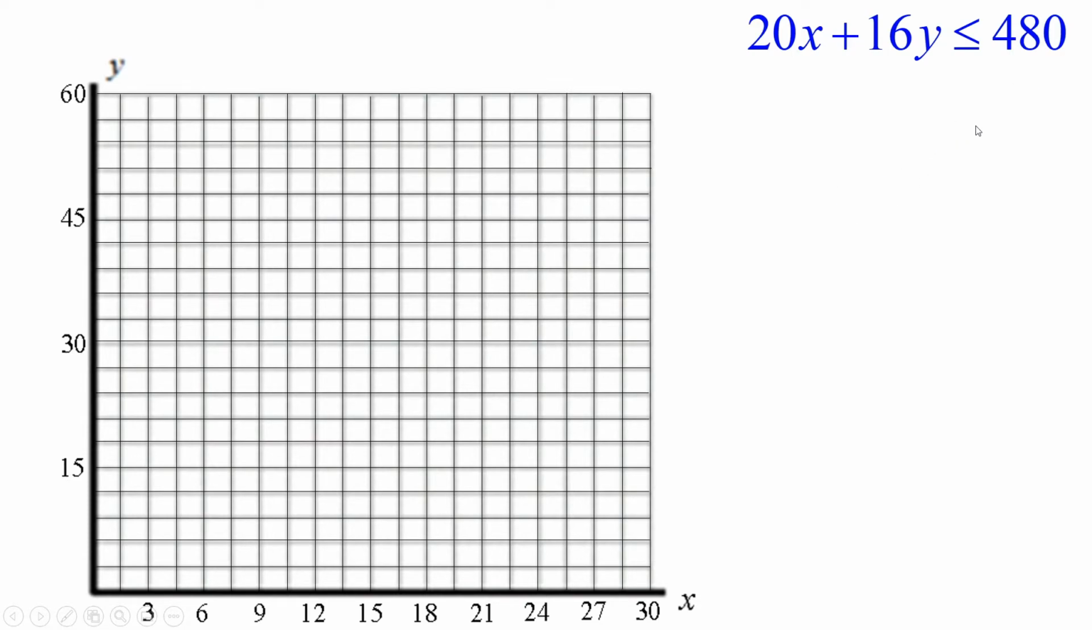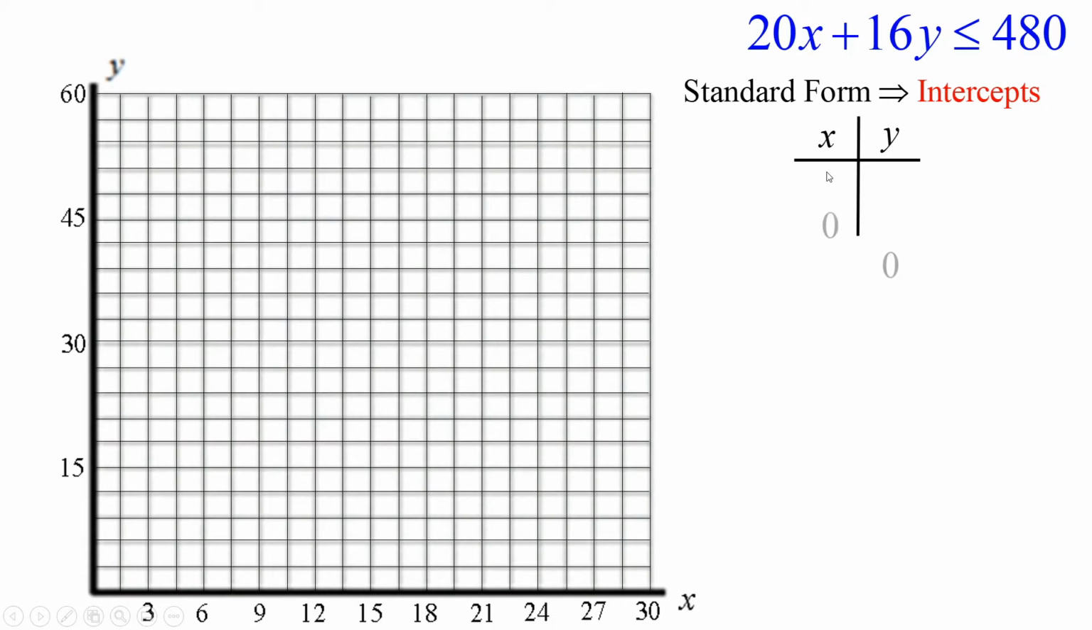Our first objective would be the boundary line again, and this is in standard form. So standard form implies we probably want to use intercepts. Let's do our little intercept table right here, where x is 0 and y is 0, giving me the y-intercept and the x-intercept. If x is 0, then the 20 times 0 is gone, and we are left with 16 times what number is 480. So let's just go 480 divided by 16, and we have 30. The y-intercept is 30.